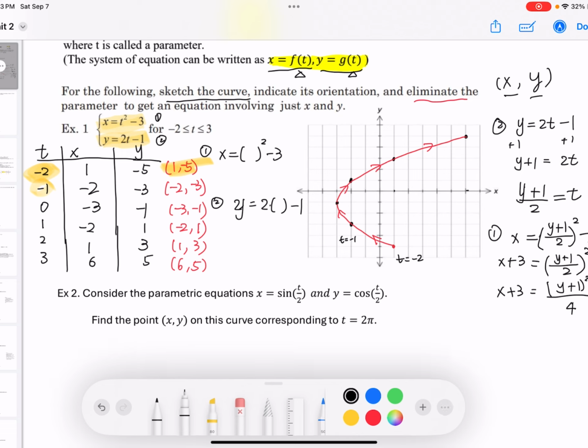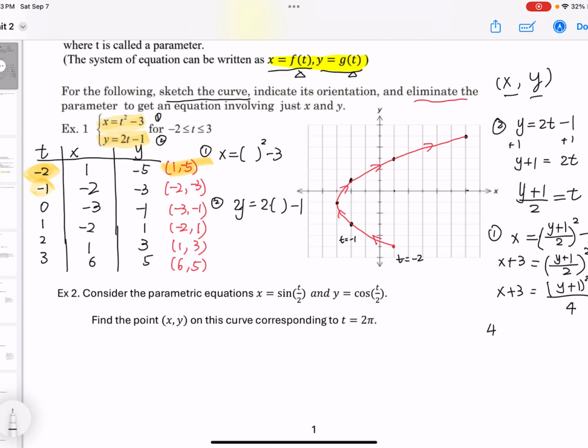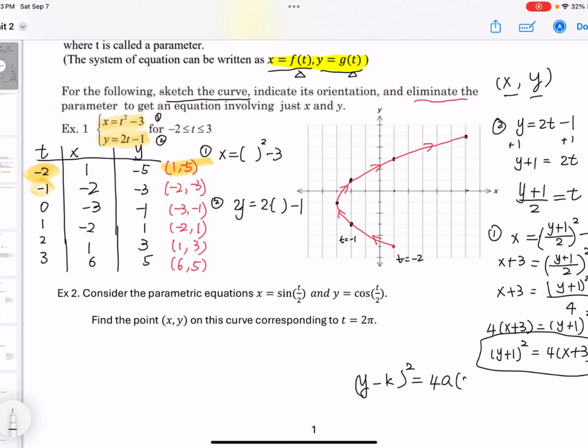Let's multiply by 4 on both sides. We have 4 times (x plus 3) is equal to (y plus 1) squared. Let's swap the two sides. We have (y plus 1) squared is equal to 4 times (x plus 3). So, what do you see? Do you remember we have (y minus k) squared is equal to 4a times (x minus h)? This is a parabola.